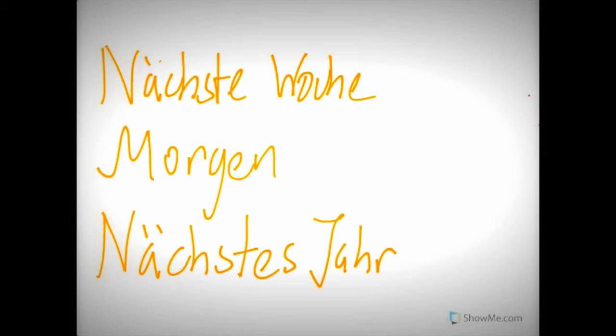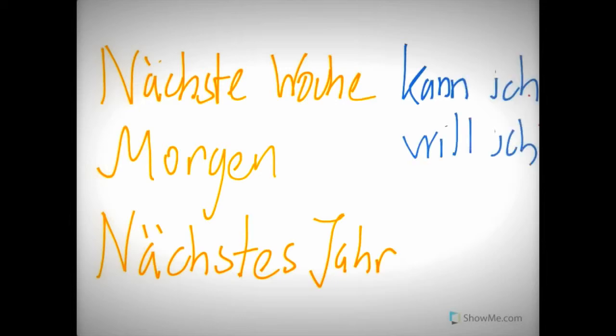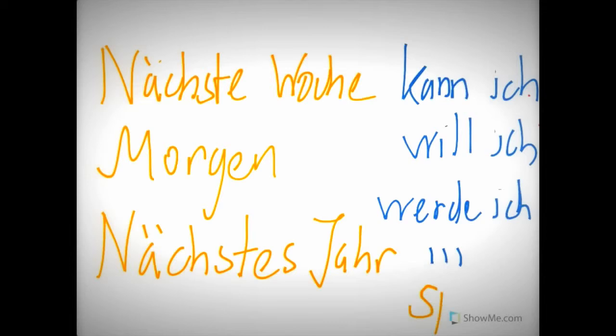So ich muss, for example, will become muss ich. Okay, so kann ich, nächste Woche kann ich. Morgen will ich. Nächstes Jahr werde ich. The second verb, however, the kaufen, spielen, and machen, will still be at the end of the sentence in these type of sentences.